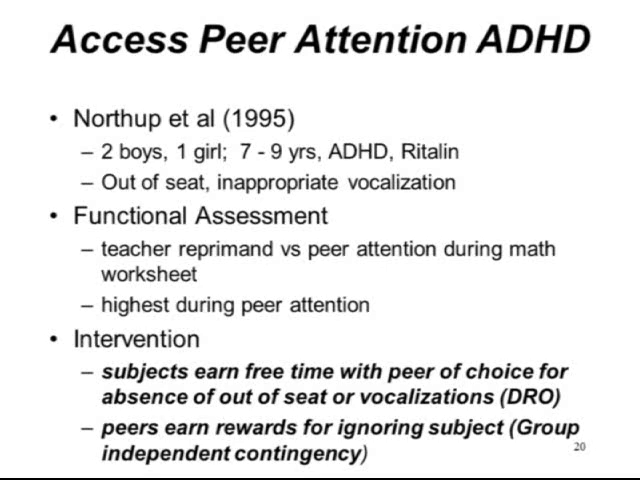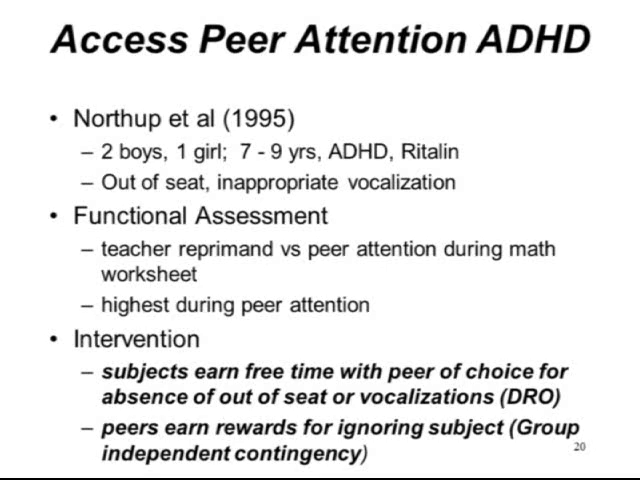What they found was for these kids, it didn't really matter if the teachers responded to them, but the reactions of the peers did have an effect on their behavior. So back in the classroom, they put together an intervention where the students earned free time with a peer for being in their seats. They also taught them to appropriately ask to do things with peers. So this was the alternative behavior. And then the peers actually reinforced them for ignoring the 3 students when they were out of their seat or made vocalizations. So they used a group contingency.